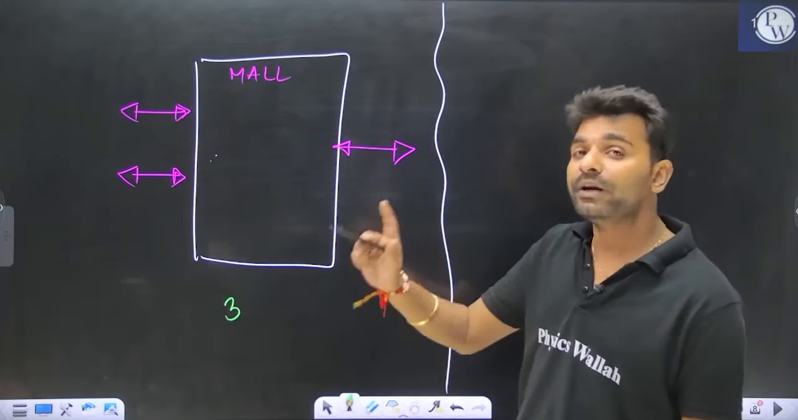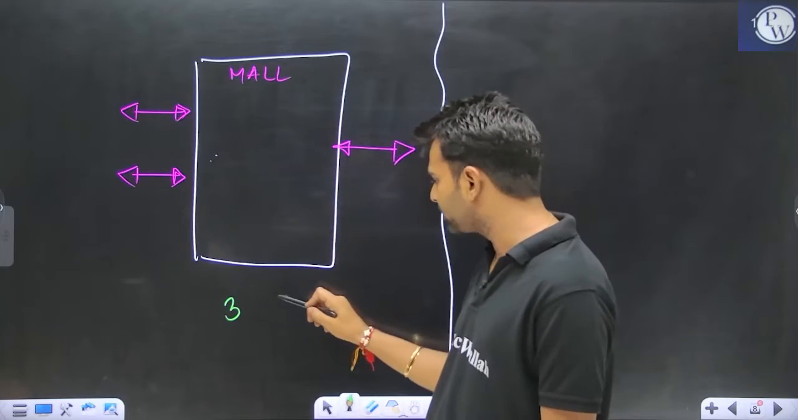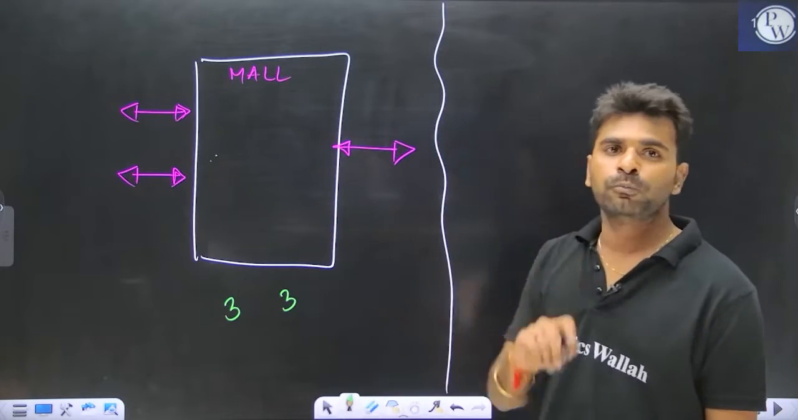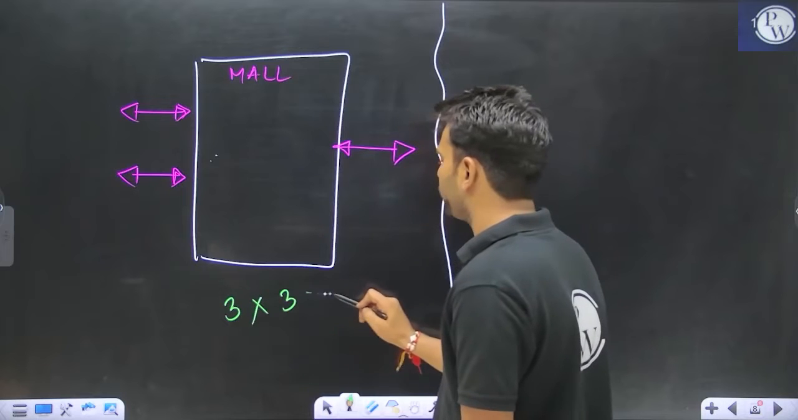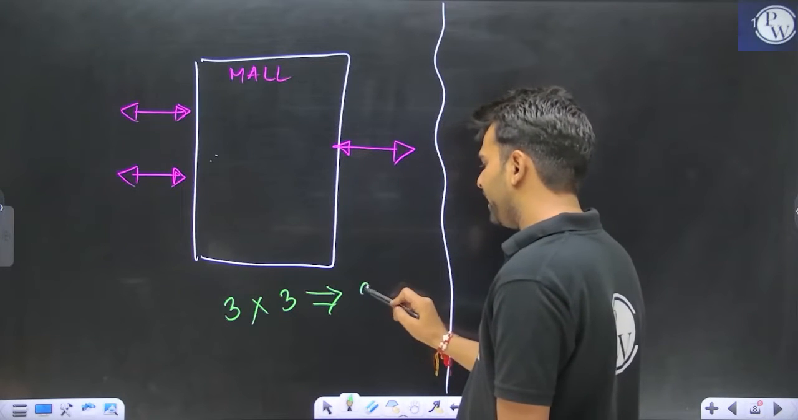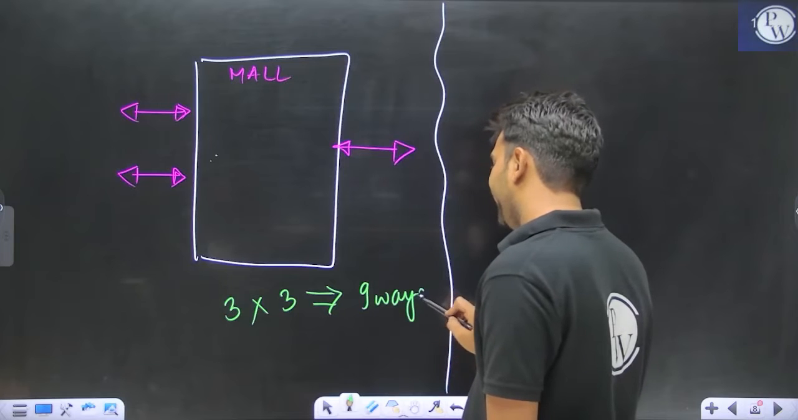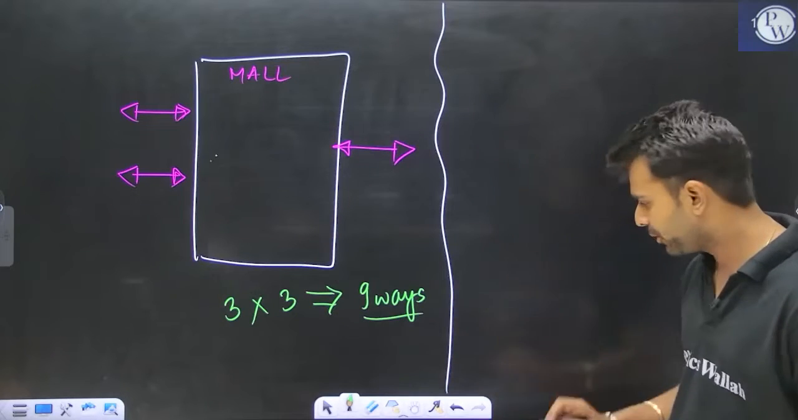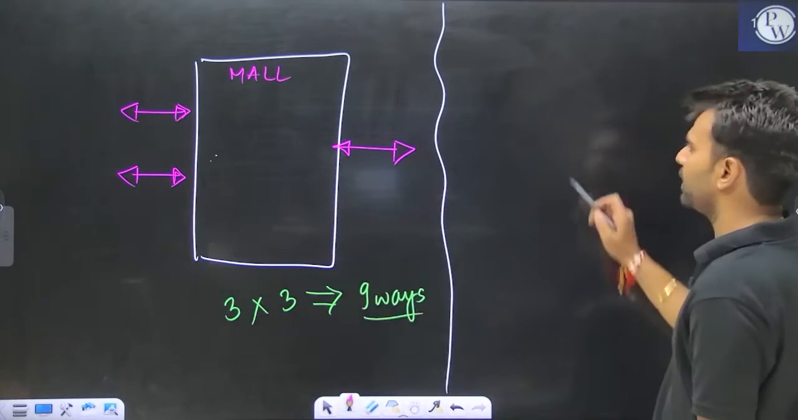Okay, then in how many ways you can exit the mall? Another 3 ways. Yes, you have to do both of these tasks. That's why you need to multiply. So over here, you are going to have 9 ways of entering and exiting the mall. I hope you understood this. Okay, talking about the next problem.